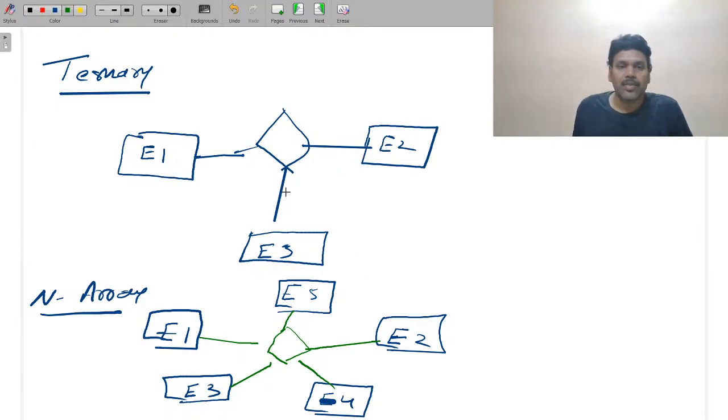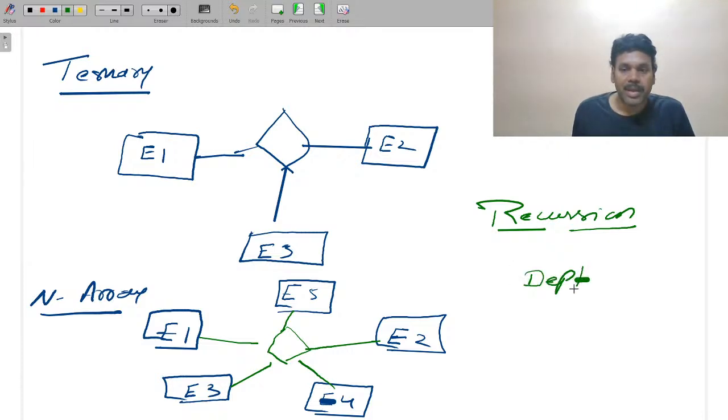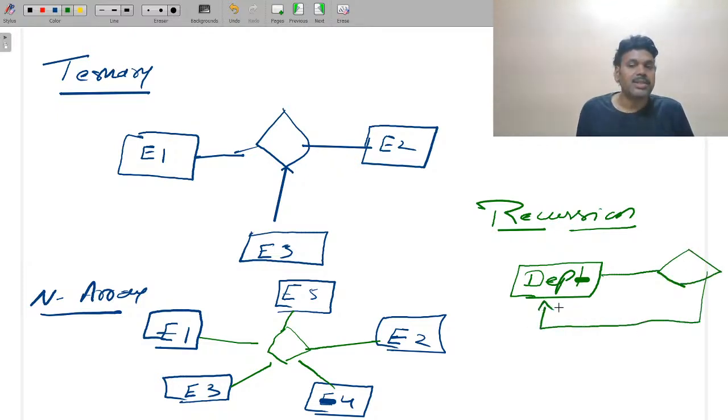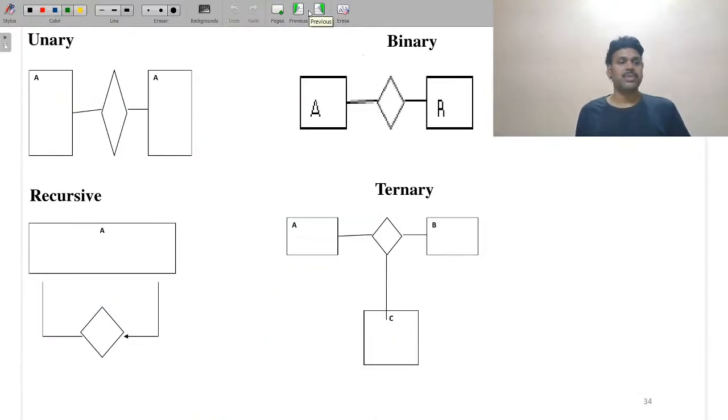And next one, when you talk about self relationship, that's called a recursion. When I am talking about recursion, for example, I say a department table is related to itself, then it is called self recursion. You also have a recursive relationship like this, which is mostly used in many of the cases. So this is a representation of them.